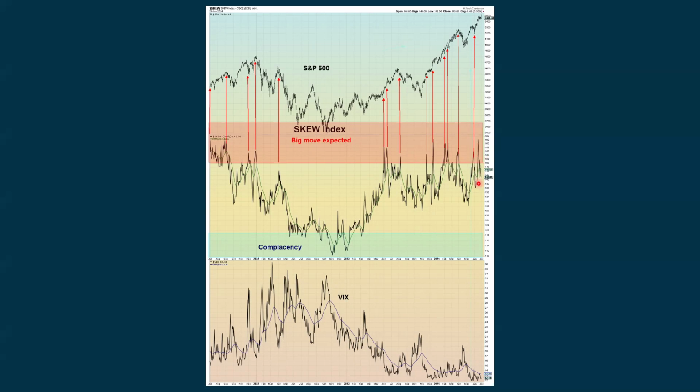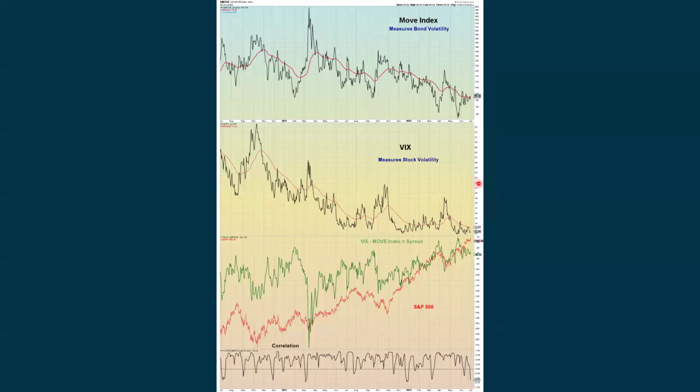So we're not getting a signal right now, but I keep an eye on this every day, and I'll bring it up in the daily videos if we get back up into that red area. Then we look at the volatility of bonds, which is on top.